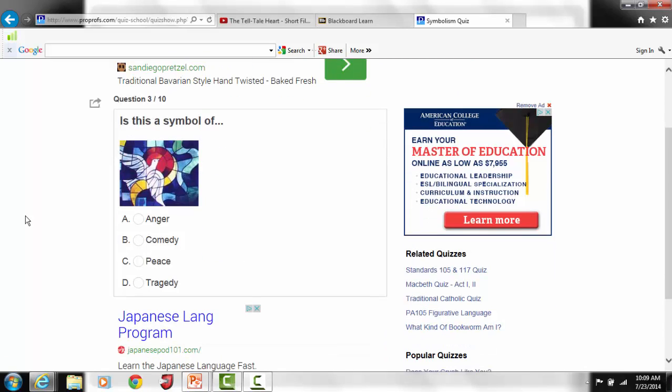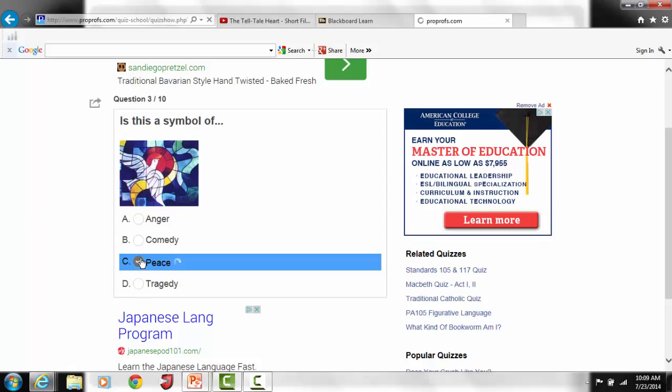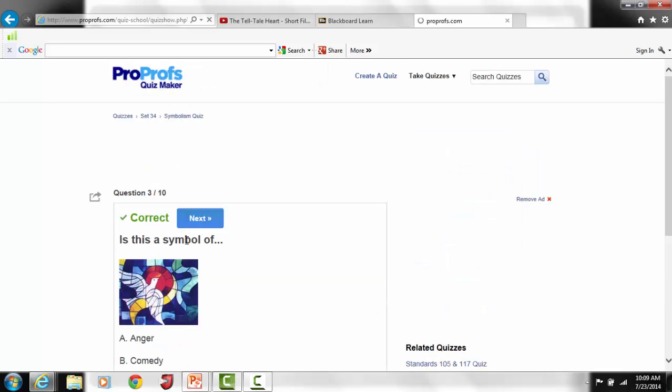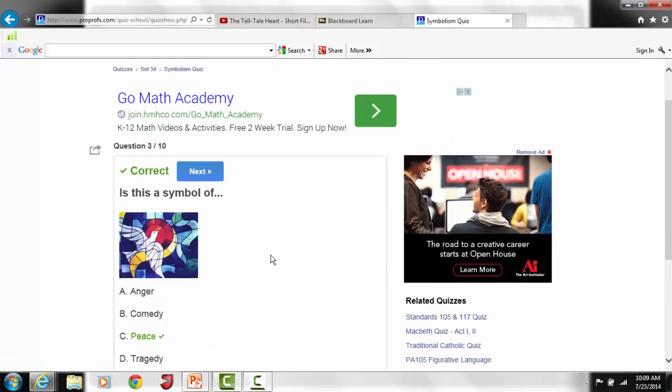Here we have a picture of what looks like a dove. So what is this a symbol of? When we think of a dove, what do we think of? Anger, comedy, peace, or tragedy? And here we'll say peace, because most people, when they think of a dove, think of it being associated with or symbolizing peace.